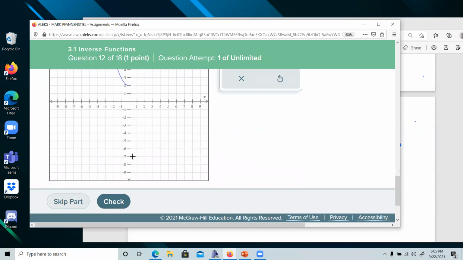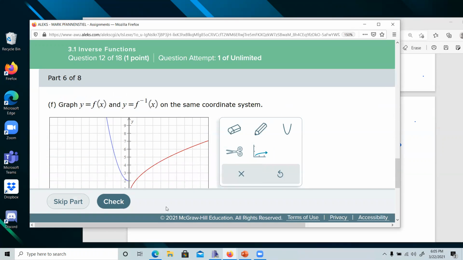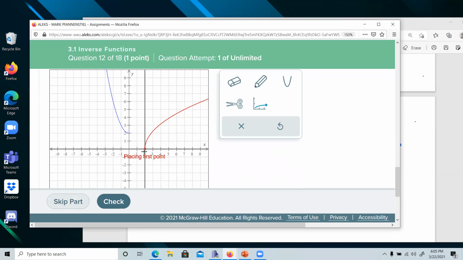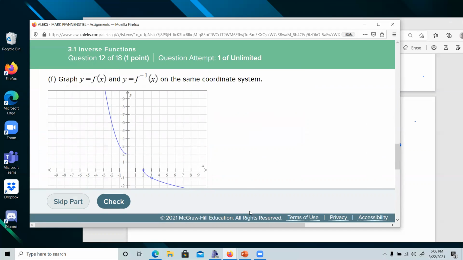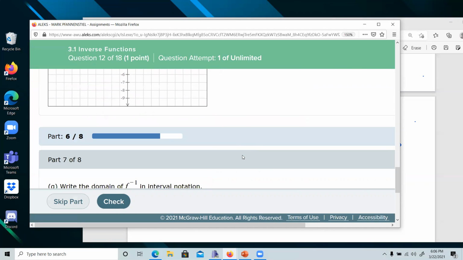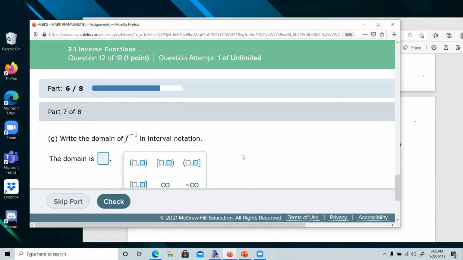Oh, they want us to graph it. Okay, well, that's great. We have here x, and we plot a second point. So when x is equal to 3, 3 minus 2 is 1, and the square root of 1 is that. All right, so let's see if we can check. It looks like it was happy. Yeah, it was happy.